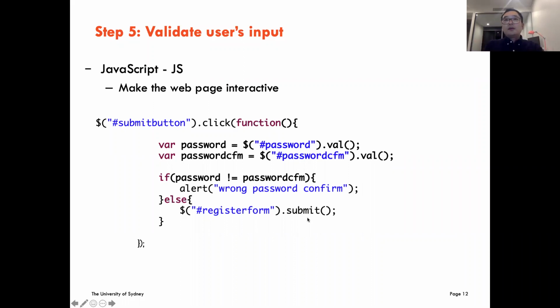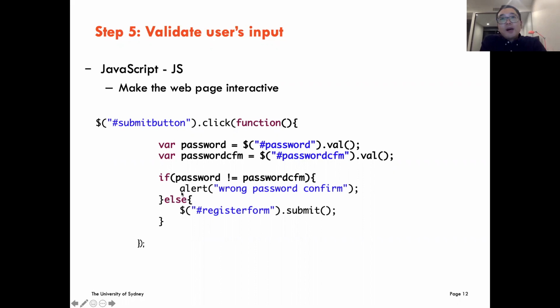Let's try to understand this piece of code. This code validates if the user inputs the same password in the two fields. Remember that in the registration form, we have two: one is password, and then you also need to confirm your password again. So this simple function only checks if the values in those two password fields are the same.